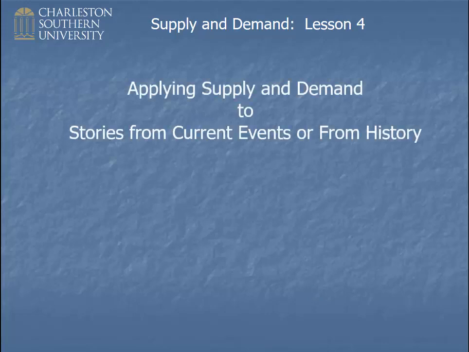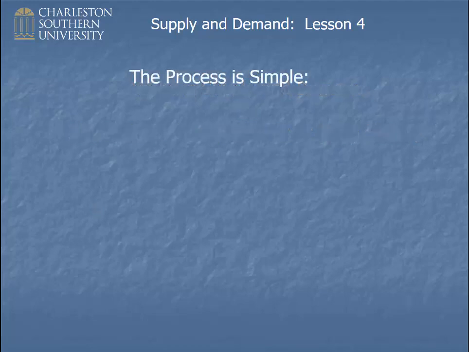This one is on simple applications of supply and demand to events, current events, or from history. But I think all the examples I've given you are pretty much from current events. Okay, so the process is really simple. So simple that students oftentimes don't follow the process and then unfortunately they get in trouble. I recommend you do it like this.